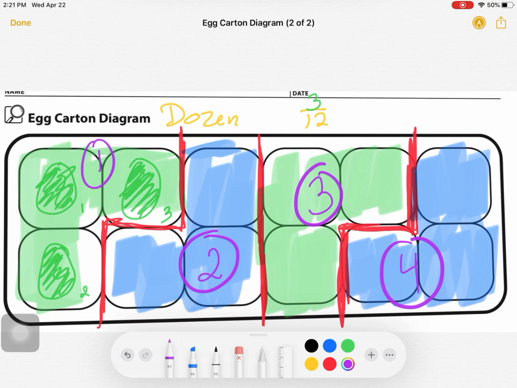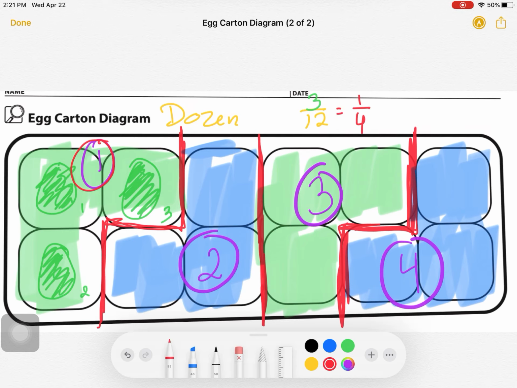And you can kind of see now that instead of having 12 separate parts for each tiny egg, now we have groups. Every group of 3 would represent 1 out of 4. So in this case, we have one section that has eggs. That's this section over here. And there are 4 sections altogether.